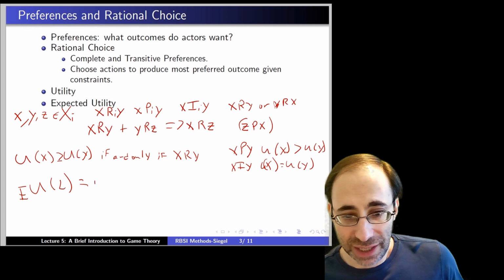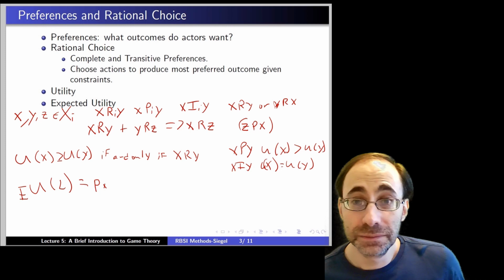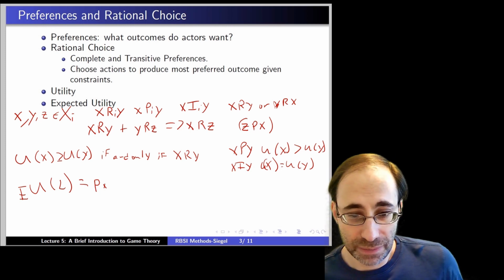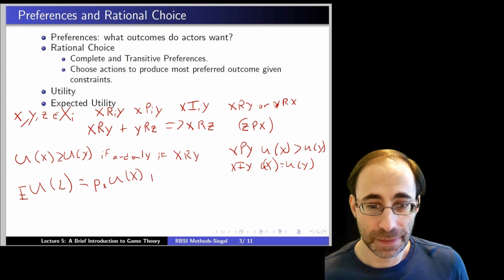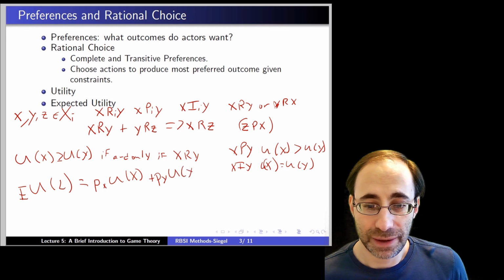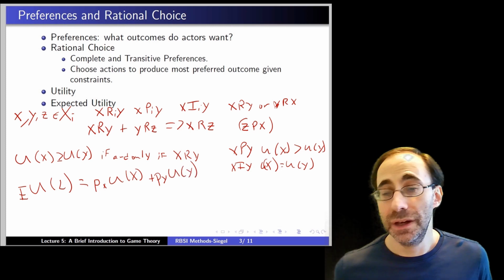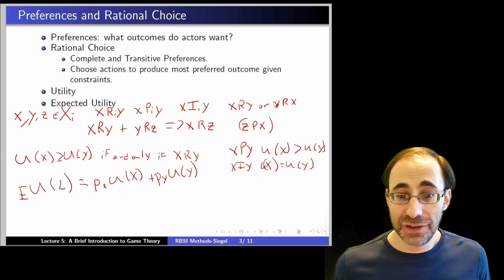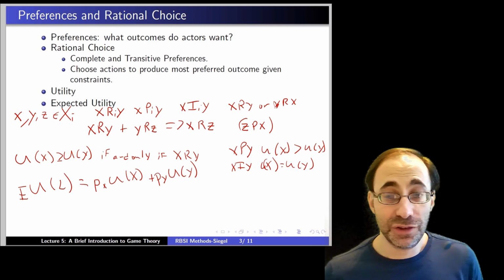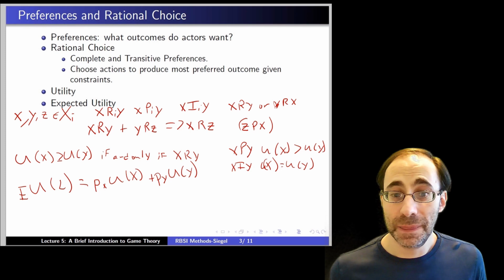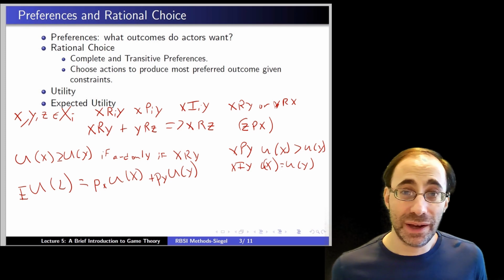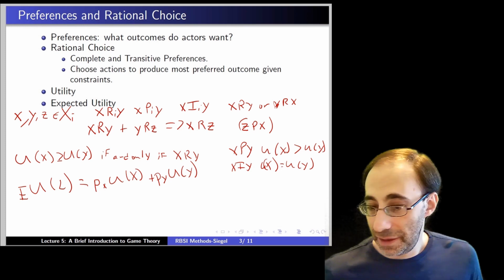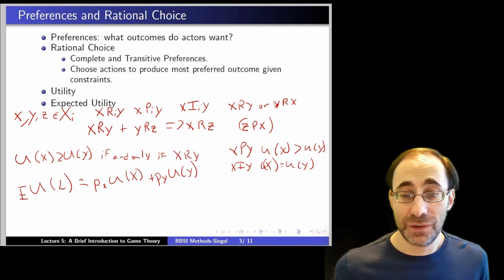is equal to the chance that you get x times my utility for x, plus the chance I get y times my utility for y. That's it. So, for example, if I have utility exactly equal to the money I would get, and let's say the outcome x is I win $1, the outcome y is I win nothing, then my utility for x is 1, and my utility for y is 0.